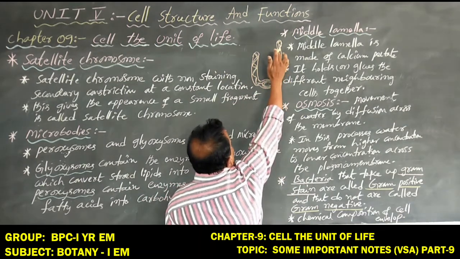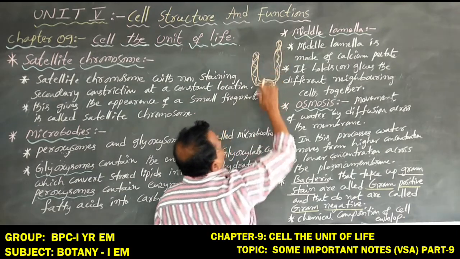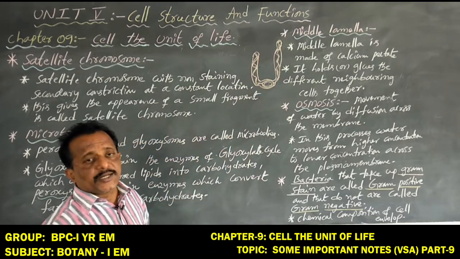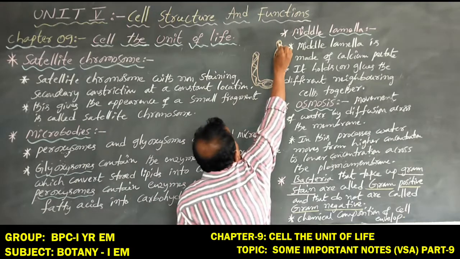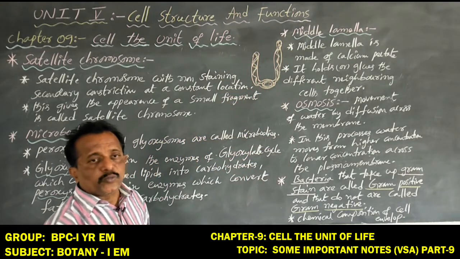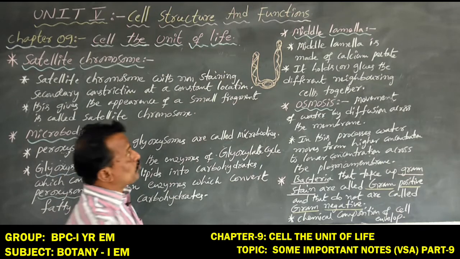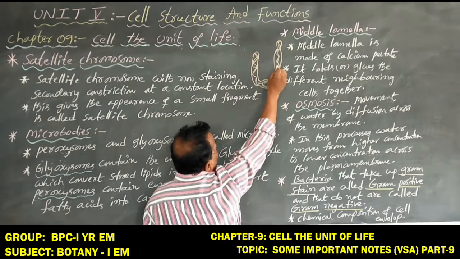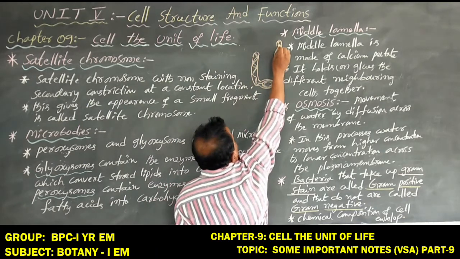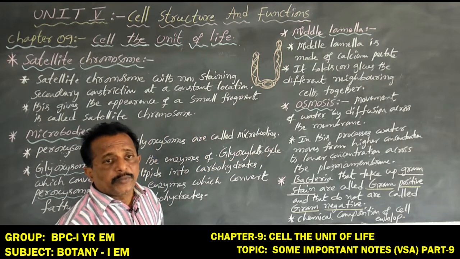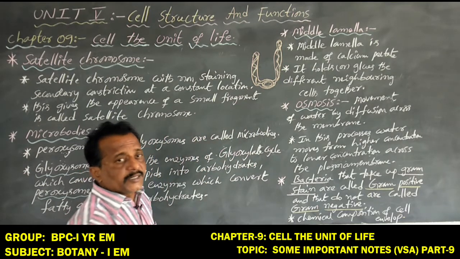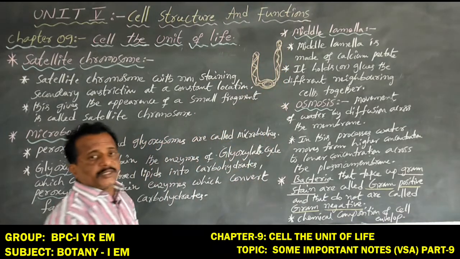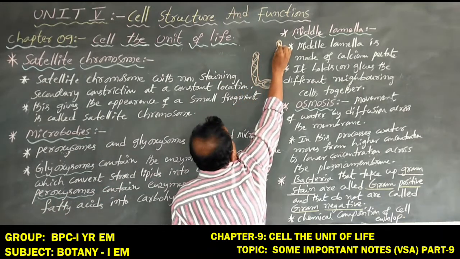The end of the second chromatid has the appearance of a small bulb-like or fragment-like structure. That is known as the satellite chromosome or secondary constriction. Now these two are chromatids. This is the first chromatid. This is the second chromatid. Only the tip or end of the second chromatid contains a small fragment or small bulb-like structure. That is called the satellite chromosome.